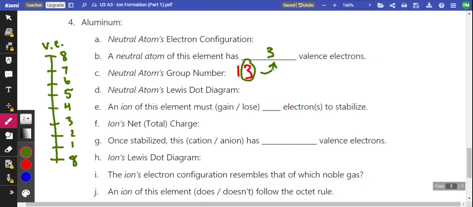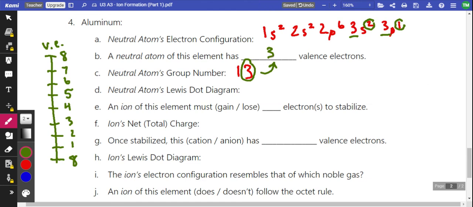Just to double check it, let's write out its electron configuration. It ends at, let's see, 3rd row, and that's right at the beginning of the p block. It should end in 3p1. So its electron configuration is going to be 1s2, 2s2, 2p6, 3s2, 3p1. Well, what's our farthest out energy level? That's the 3rd energy level. We have 2 electrons in the 3s, 1 electron in the 3p, for a total of 3 valence electrons.